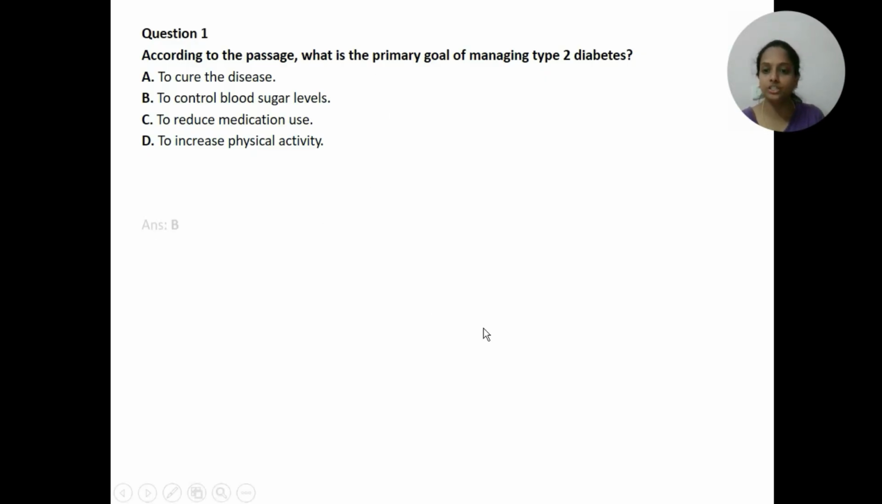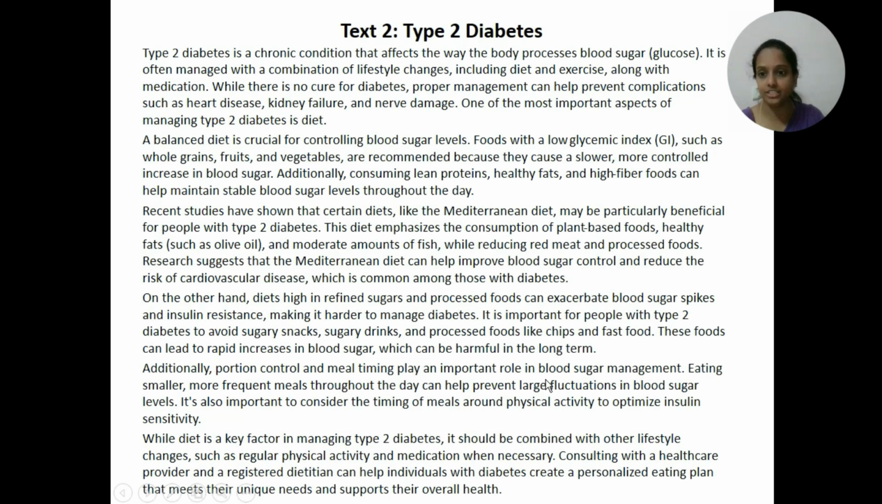The correct option here is option B, to control blood sugar levels. Now let's look at the evidence here. If you see the opening paragraph, right, the author explains that there is currently no cure for type 2 diabetes, right? Instead, the condition is managed through lifestyle changes and medication to keep blood sugar under control and prevent complications. Now let's eliminate the other options.